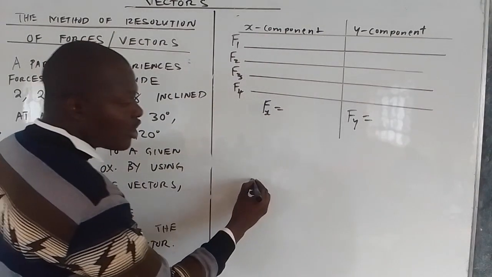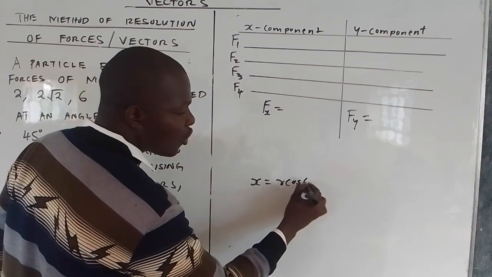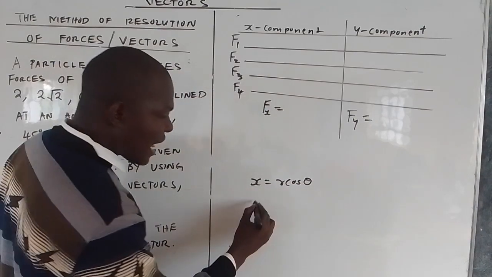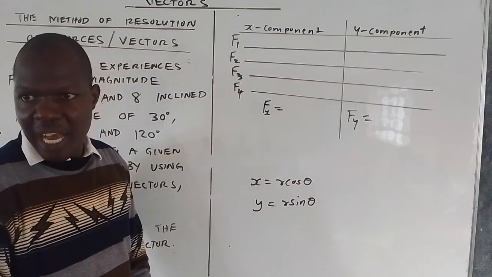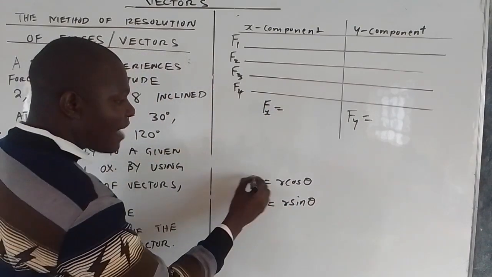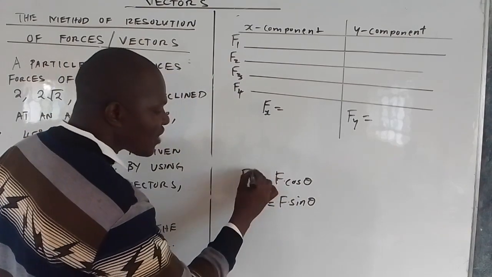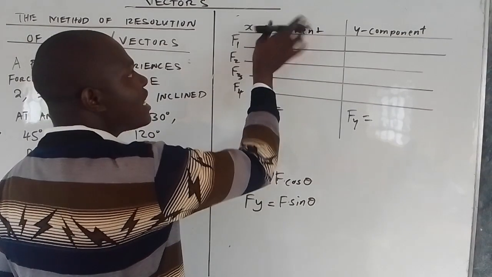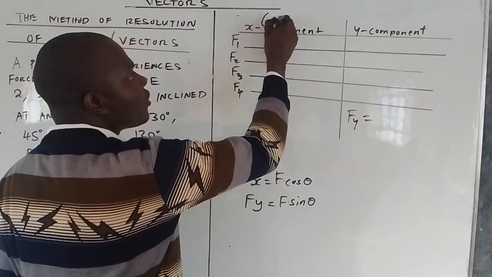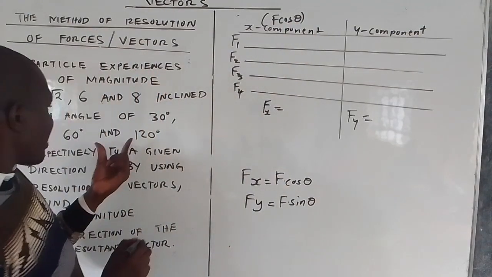So if you look at this, how are you getting the X component? The X from coordinate geometry or complex numbers was given by X was R cos theta, and Y was given by R sin theta. Are we together? And remember, this is force, meaning our R is the force. So this is X component of the force, this is Y component of the force. So anytime you are getting X component of the force, it is the force times the cosine of the angle it makes with the positive X-axis.